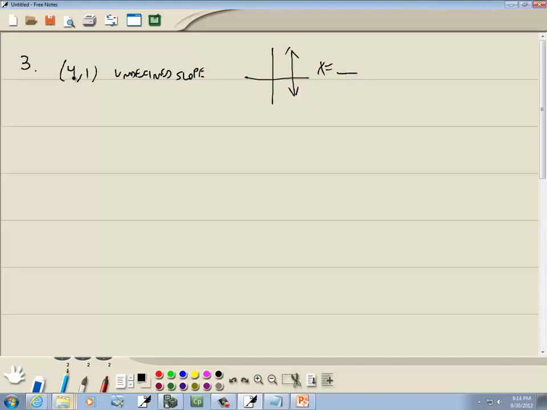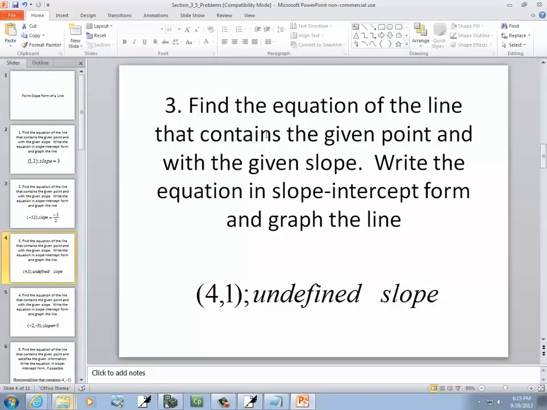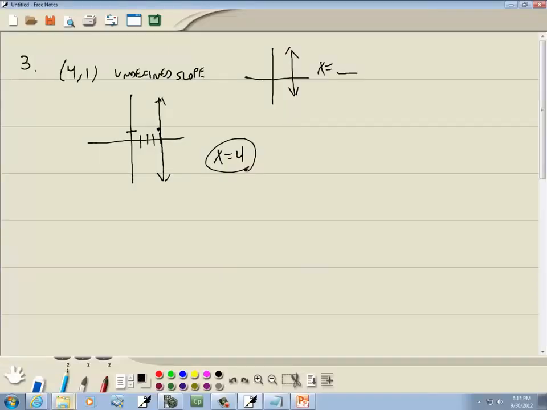Well, this tells us that it passes through 4, 1. So 1, 2, 3, 4. Passes through 4, 1. I know it's a vertical line because it says undefined slope, so it has to look like that. And that would actually be x is equal to 4 for our equation of the line. Now it says write it in slope-intercept form. We can't on this one, but those would be our answers.